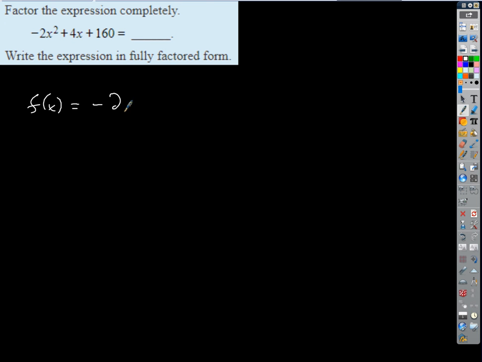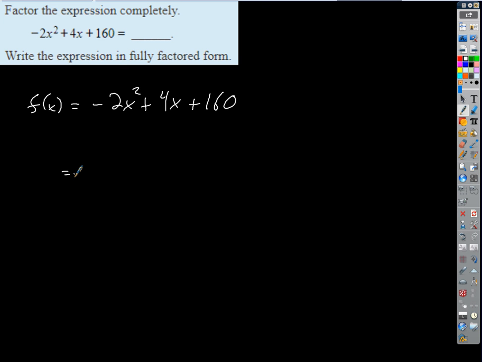f of x equals negative 2x squared plus 4x plus 160, we got to just go back and think about factoring. Think about the steps we go through when we factor something. So what do we always try to do first? Factor out a greatest common factor. See what's the biggest thing we can undistribute. Okay, so what's the biggest thing we can undistribute there?